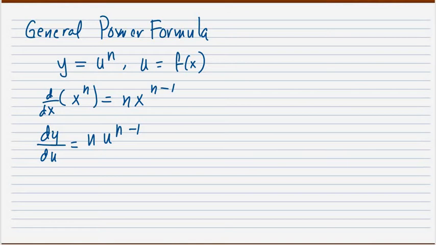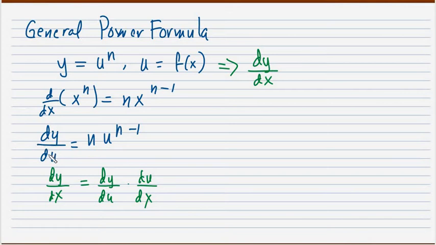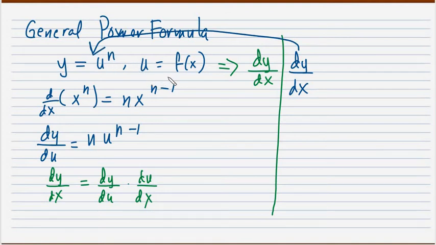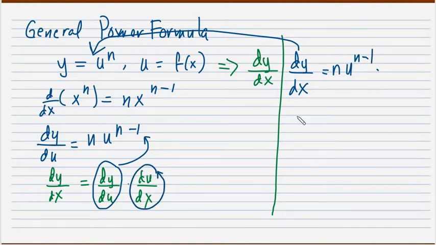But we don't want to solve for just the derivative of y with respect to u. We want to solve for the derivative of y with respect to x. So according to the chain rule, the derivative of y with respect to x is equal to the derivative of y with respect to u multiplied by the derivative of u with respect to x. So, to solve for the derivative of y with respect to x, wherein y is equal to u raised to n, and u is a function of x, we simply apply the chain rule. So the derivative of y with respect to u is n u raised to n minus 1, and then multiply the derivative of u with respect to x. And there we go. That is our general power formula.